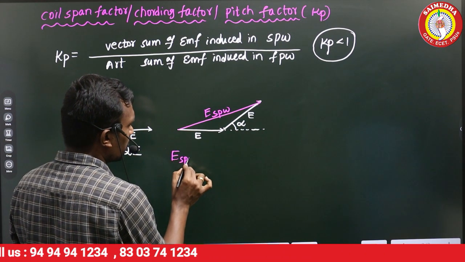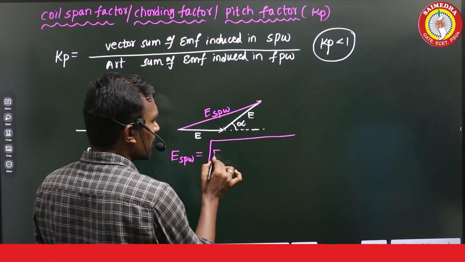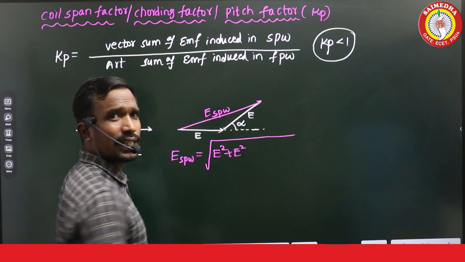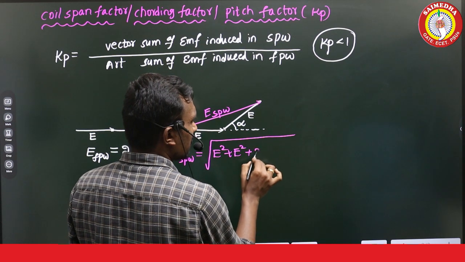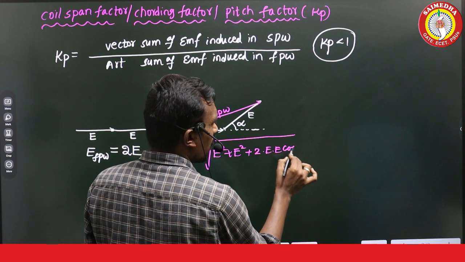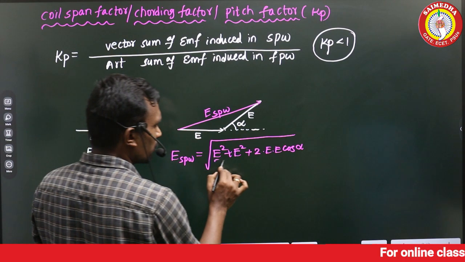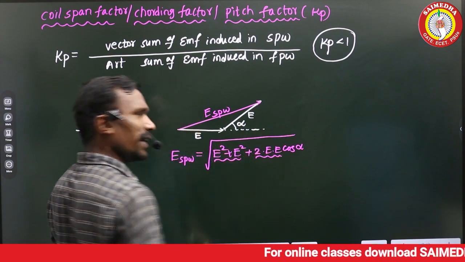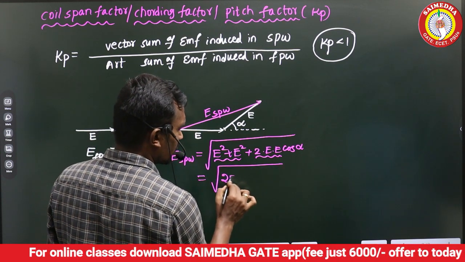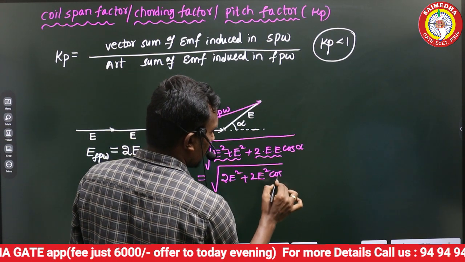The EMF induced in the short pitch winding is equal to the square root of E1 square plus E2 square plus 2 E1 multiplied with E2 into cos theta, where theta is the alpha. This is E1, this is E2. So this is 2E square, this is 2E square. So what will be the answer here? Square root of 2E square plus 2E square cos alpha.